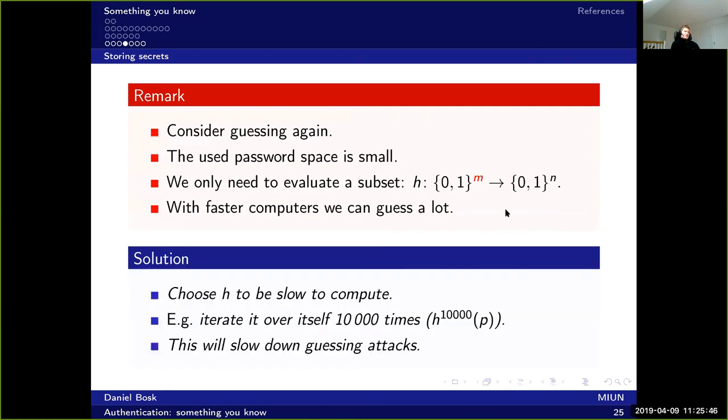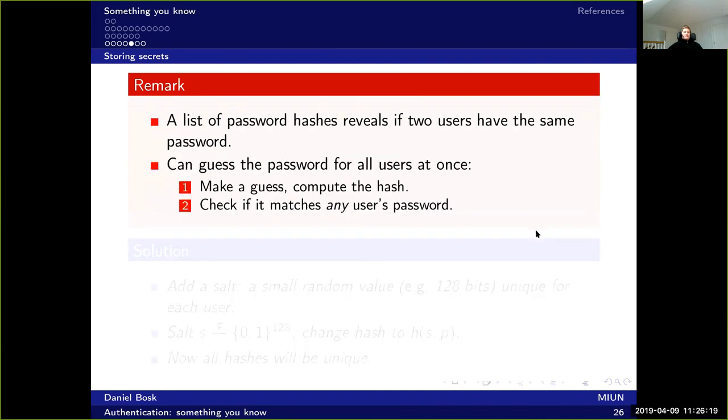So a solution to this problem is to choose a hash function which is slow to compute. So for instance, you iterate it 10,000 times over itself, or simply use a lot of slow calculations in this hash function. So this will slow guessing attacks down. And depending on how difficult we make this guessing, it slows the guessing down by such a factor.